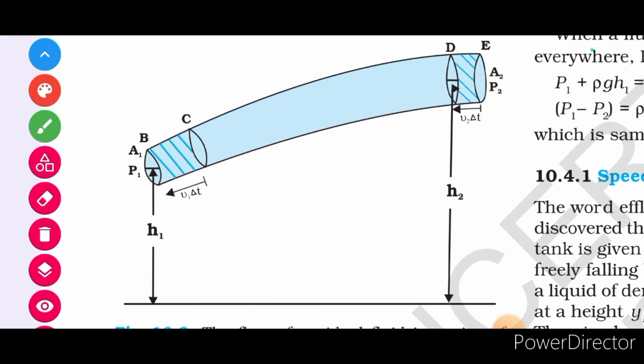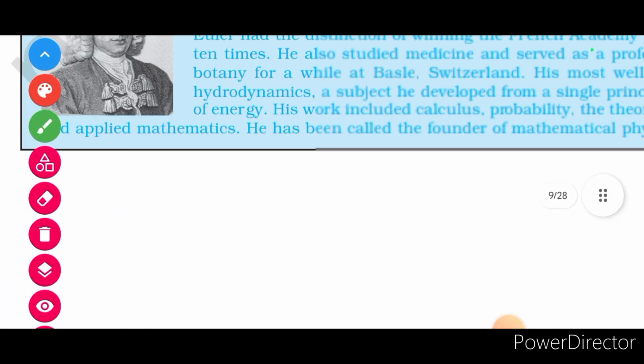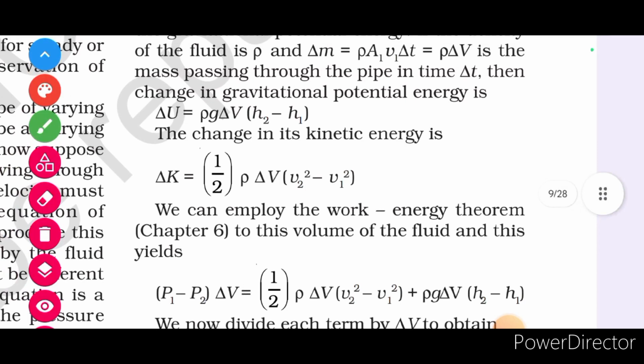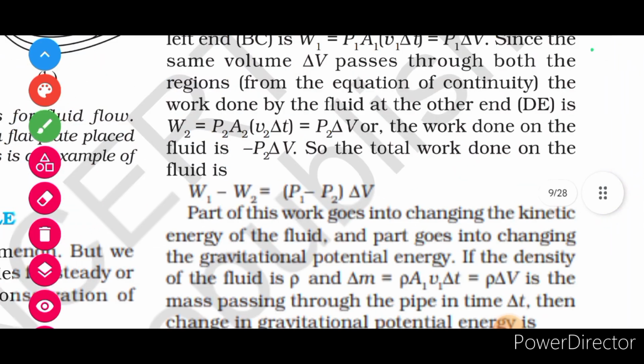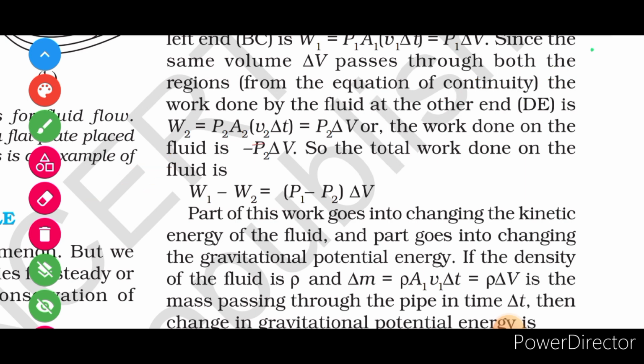Again, force times displacement, and the force is P2 A2 in that case, with displacement v2 delta t. It is similar to the above, so P2 delta V is the work done by the fluid. On the fluid it will be negative. It will be opposite, because here the work is done by the fluid.